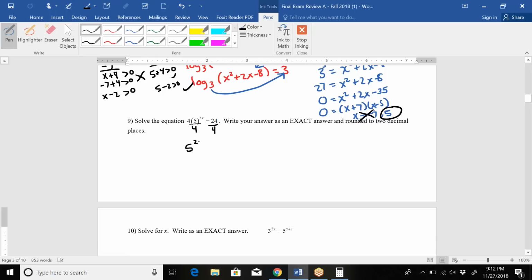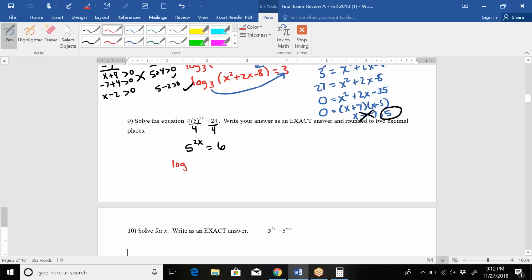So this is 5 to the 2x equals 6. Again, 5 and 6 will never have the exact same base. They cannot have the same base. So one thing we learned is that if you have something where the bases can never match, one trick is to take the logarithm of both sides.